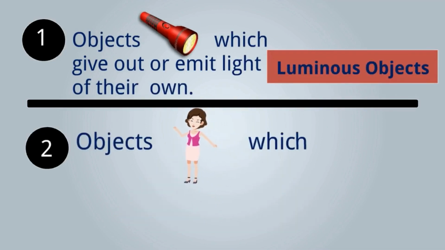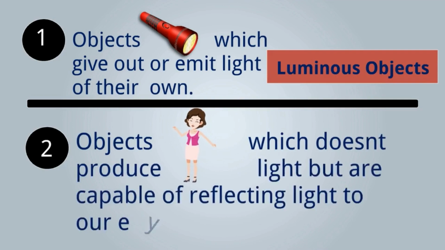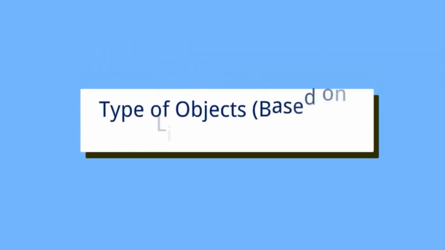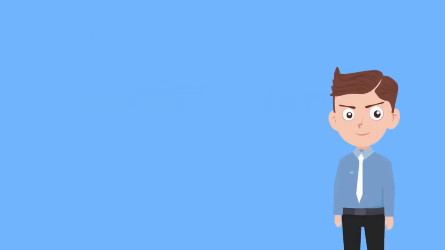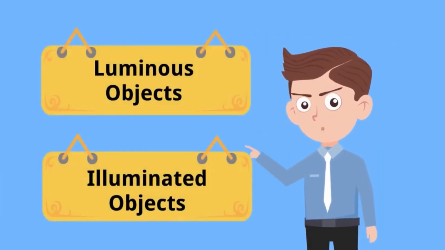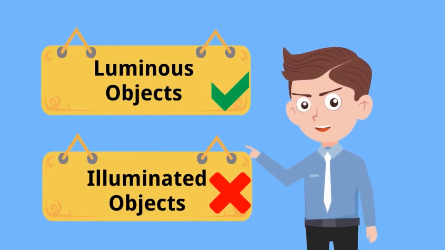And the second one: objects which don't produce light but are capable of reflecting light to our eyes. That's the girl. It's an object. It cannot produce light but is capable of reflecting it, and it is known as an illuminated object. So we understand, based on light sources, there are two types of objects: luminous objects and illuminated objects. Luminous objects can produce light, and illuminated objects cannot produce light, they can only reflect light.